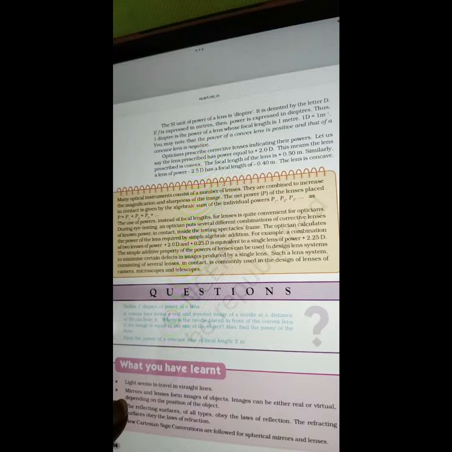The use of powers instead of focal length for lenses is quite convenient for opticians. During eye testing, an optician puts several different combinations of corrective lenses of known power in contact inside the testing spectacles frame. The optician calculates the power of the lens required by simple algebraic addition. For example, a combination of two lenses of power plus 2 diopter and plus 0.25 diopter is equivalent to a single lens of power plus 2.25 diopter.